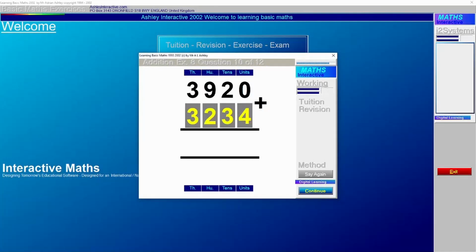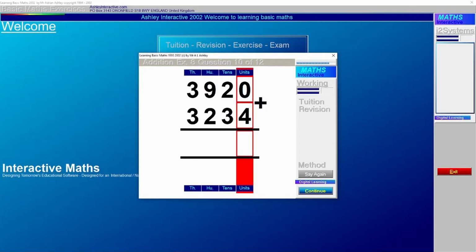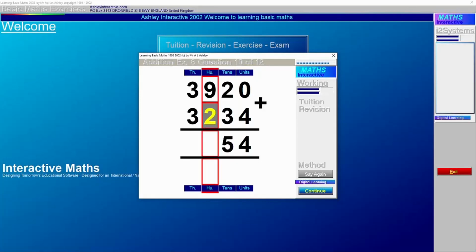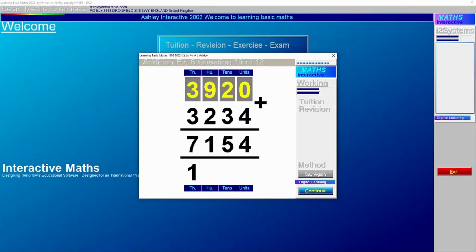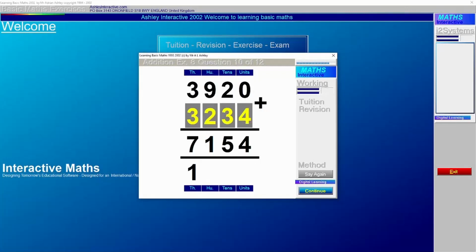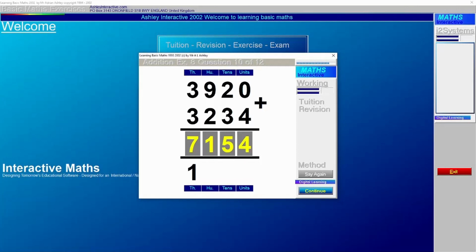3,920 add 3,234, adding up the units column. 0 add 4 is equal to 4, adding up the tens column. 2 add 3 is equal to 5. 9 add 2 is equal to 11. 1 carry 1. 3 add 3 add 1 is equal to 7. 3,920 add 3,234 is equal to 7,154.